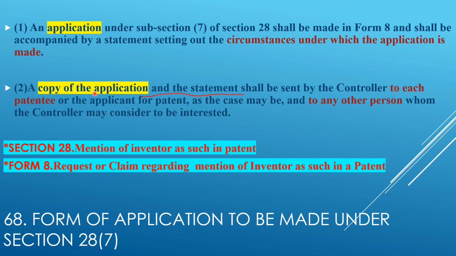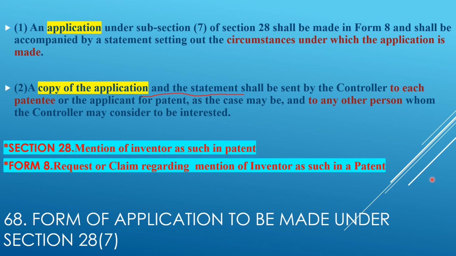What is written here? To each patentee or the applicant for patent. That means both are included here, but there, that means in rule number 67 only applicant was included. Fine. So let me read it again. A copy of the application and the statement shall be sent by the controller to each patentee or the applicant, as per the case, and to any other person whom the controller thinks to be interested. Fine. The relevant section is section 28, mention of inventor as such in patent, and form is form 8, that is request or claim regarding mention of inventor as such in a patent.